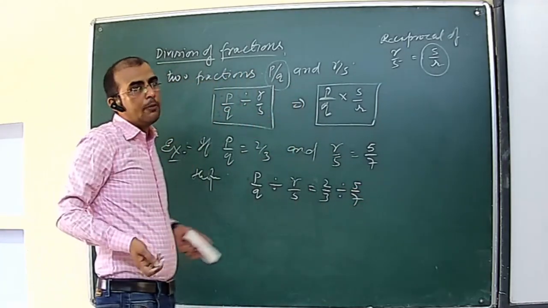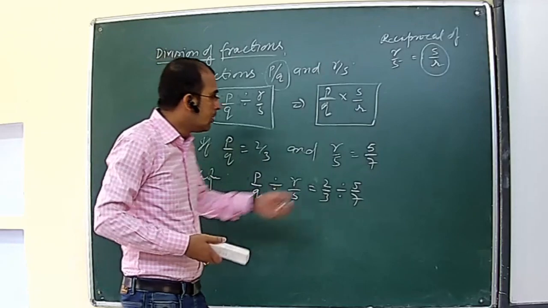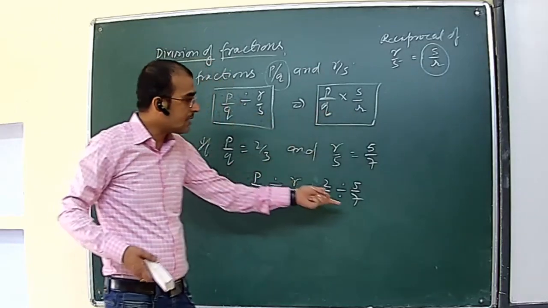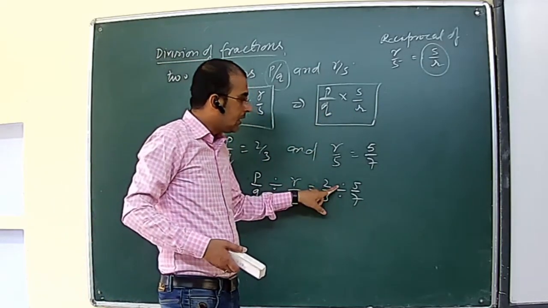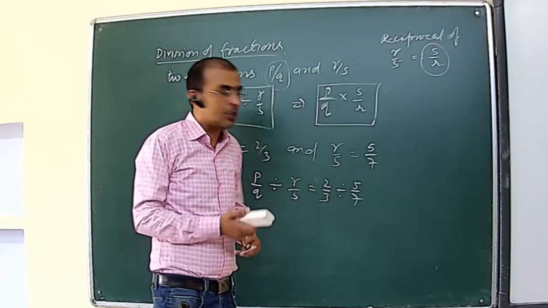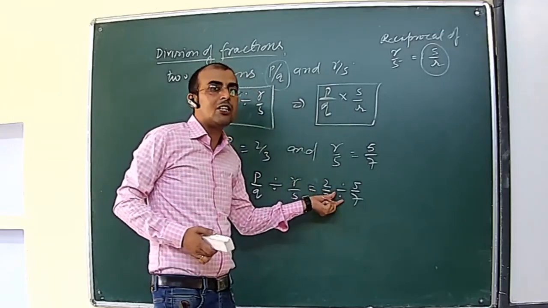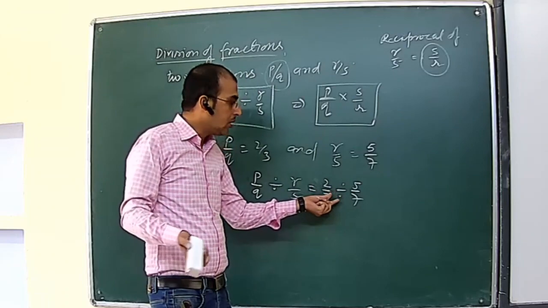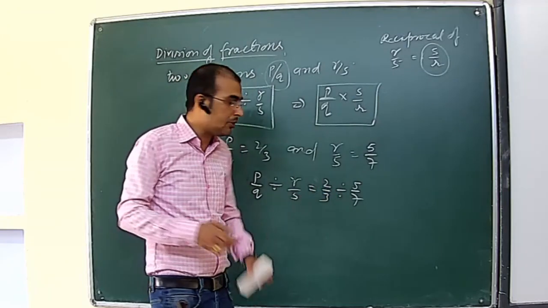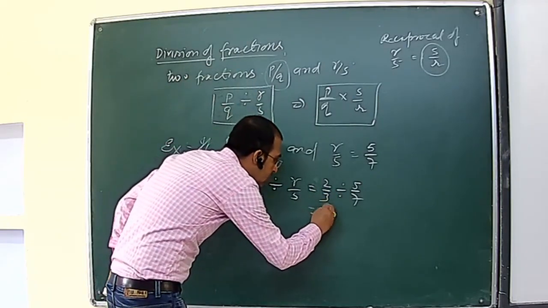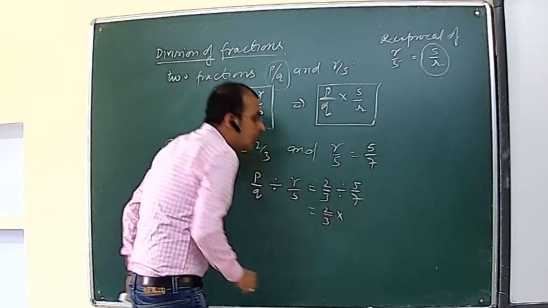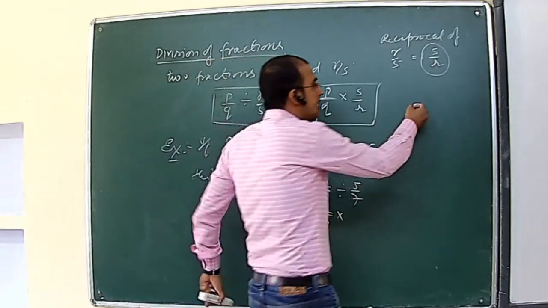And we have to simplify, we have to divide. So what to do? According to this rule, we can write division in the form of multiplication. This operation changes to its reciprocal. The reciprocal of division is multiplication. So we can write 2 by 3 into the reciprocal of 5 by 7.